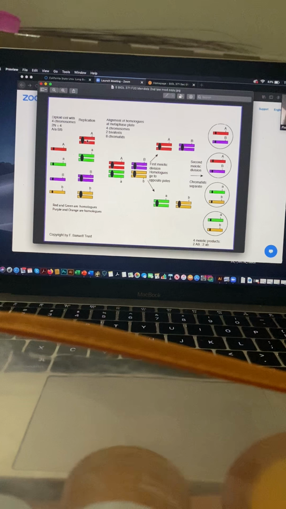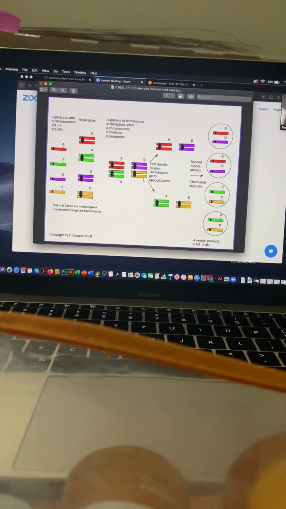So we have 4 replicated chromosomes, and 1, 2, 3, 4, 5, 6, 7, 8 chromatids here. Okay, so now we have the alignment of the homologs at the metaphase plate. I told you that red and green are one set of homologs, so they align like this. Purple and orange is another set of homologs, so this is a different set.